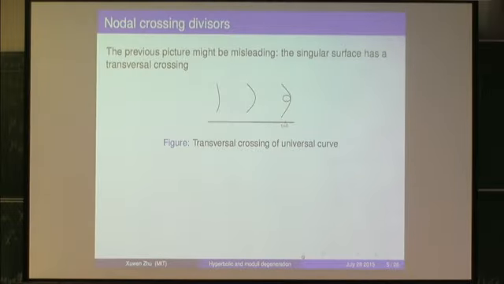The previous picture might be misleading, because eventually this needs to be a nodal crossing. There are two disks that are transversally crossing each other, instead of the pinching picture that we see. So in the one-dimensional complex picture, it's really just curves that cross each other.